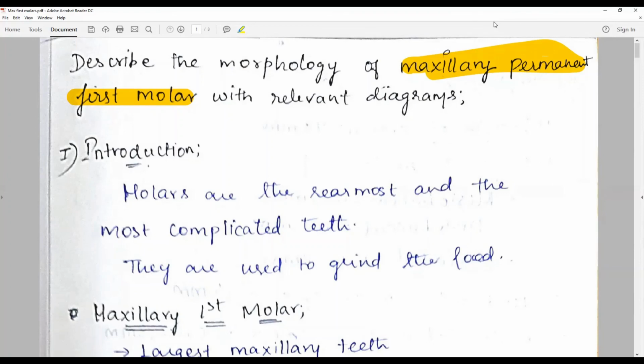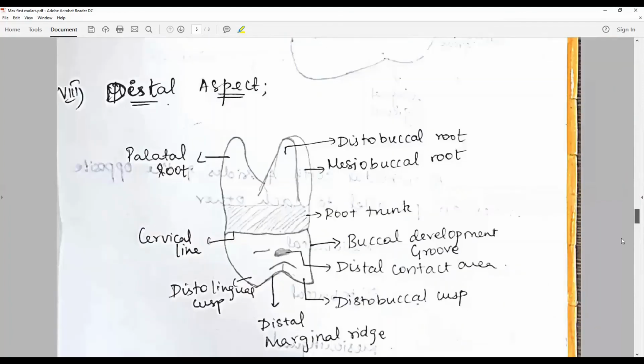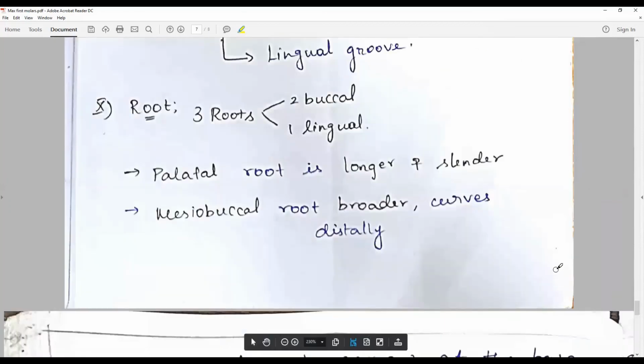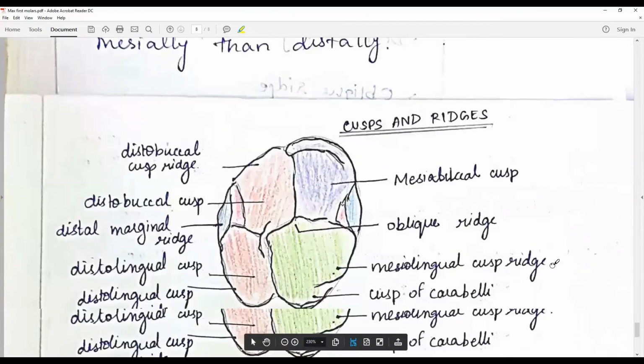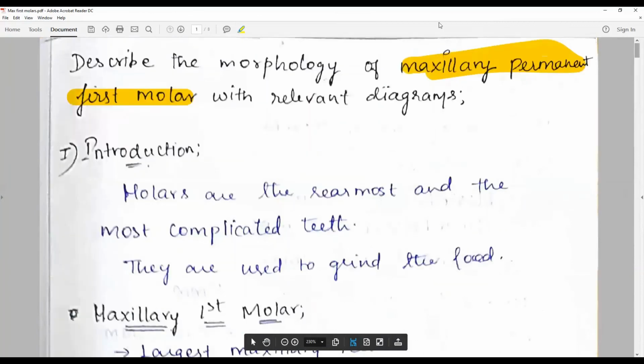Right, draw and practice the diagrams. Diagrams are the key to score marks. So for the patterns, the occlusal, 1, 2 and 3 diagrams have to be perfect. That will fetch you more marks.